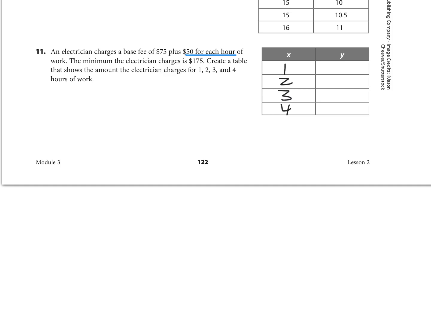Okay, so what does the electrician charge for 1 hour? Well, if we used this original sentence, we might think it's 75 plus 50 times 1. That would be the formula, and that would be 125. The problem is, in this problem, it says the minimum the electrician charges is 175. So even though we get that using this formula, he still charges 175, no matter what.